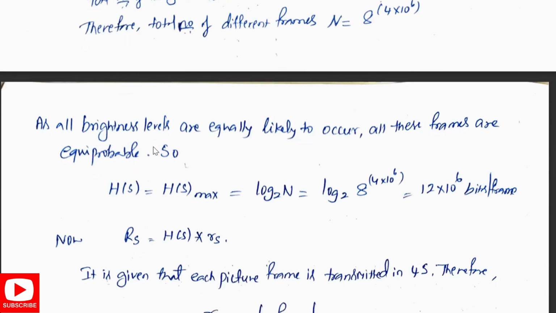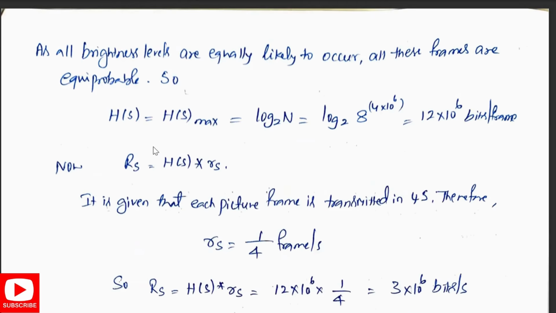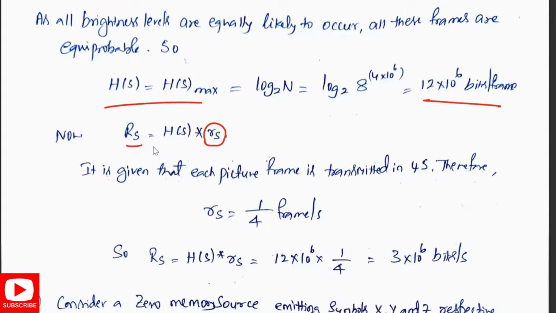So what you can say, H max is equal to H. These two are equal. That is equal to log 2 n. N is 8 power 4 into 10 power 6, so log 2 of that gives the bits per frame. Entropy, you need to find the RS. So you need to know the small r. It is given that it is 1 by 4 frames per second. So multiply this to the obtained entropy, you will be getting the RS.